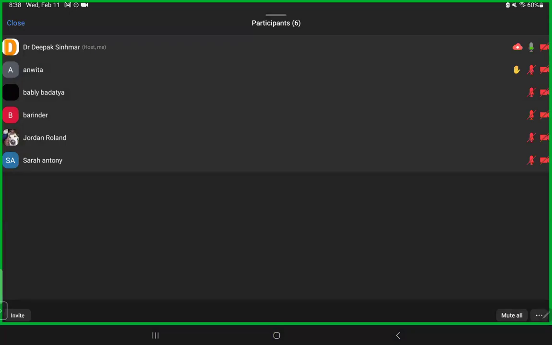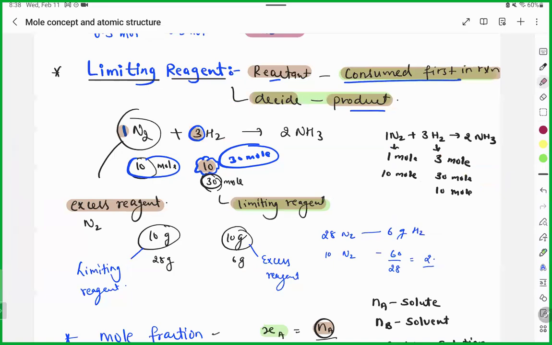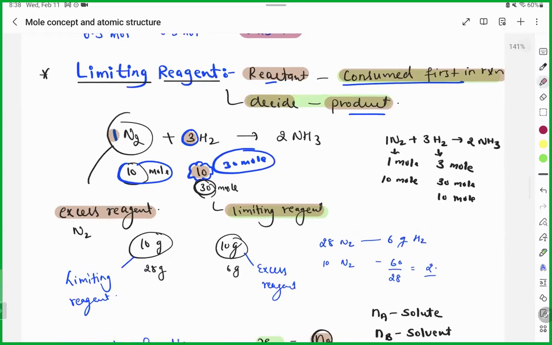Pratigya, Barinder, Jordan, Sara. Okay, Barinder, you don't face issues. Okay, so Chandana is not there and Tuhina is not there. Okay, so let me explain how to calculate it in the easiest way, though it is already given here.